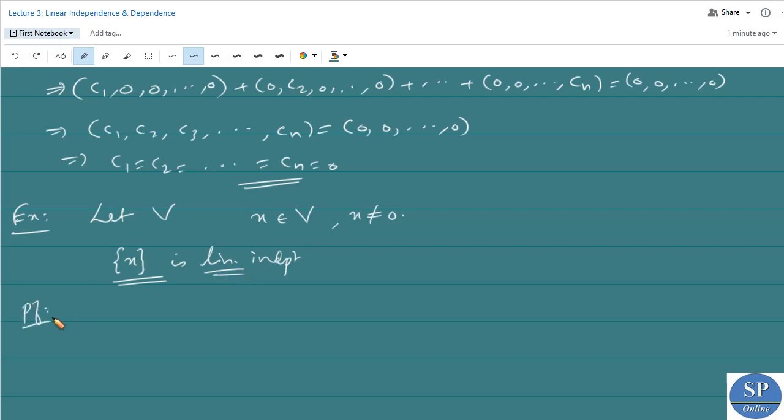It is because we know the elementary properties. So from that we have c·x = 0 implies 0 is actually 0 in V. This implies c = 0 in F, because x is not equal to 0 in V. Since x is not equal to 0_V, cx = 0 implies c = 0 by elementary properties. So from this we get that the singleton set {x} is linearly independent.